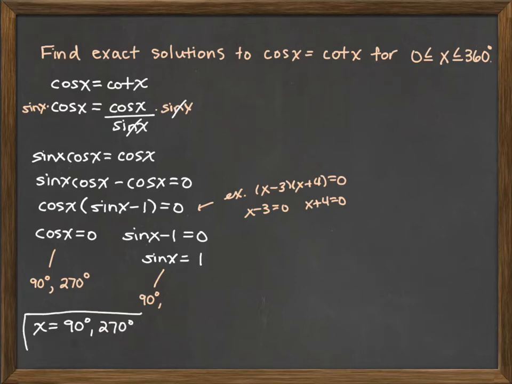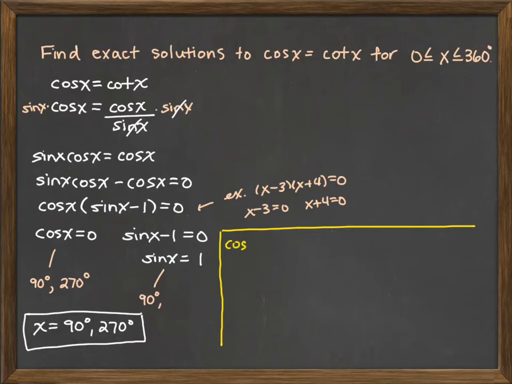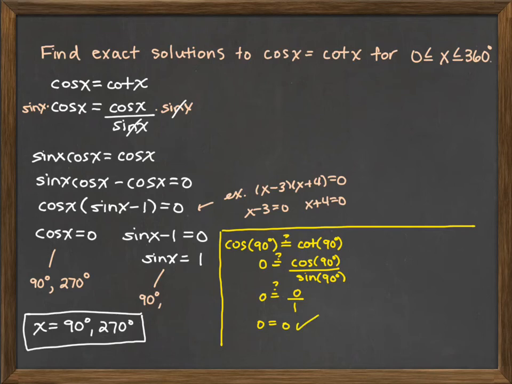So quickly, just to check to make sure that our answers are correct, let's do that over here. So first we're going to plug in 90. So we want to confirm that cosine of 90 is equal to cotangent of 90. And so we're going to get cosine of 90 is just going to be 0. And cotangent of 90 is cosine of 90 over sine of 90. And so that's going to give us 0 equals 0 over 1. So 0 equals 0. So it does work.